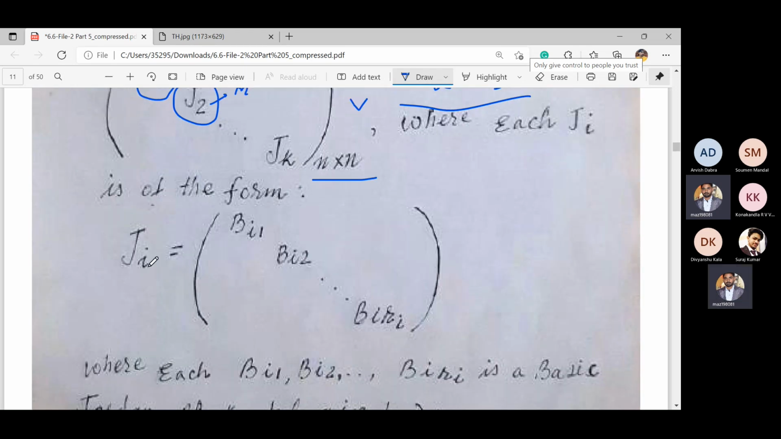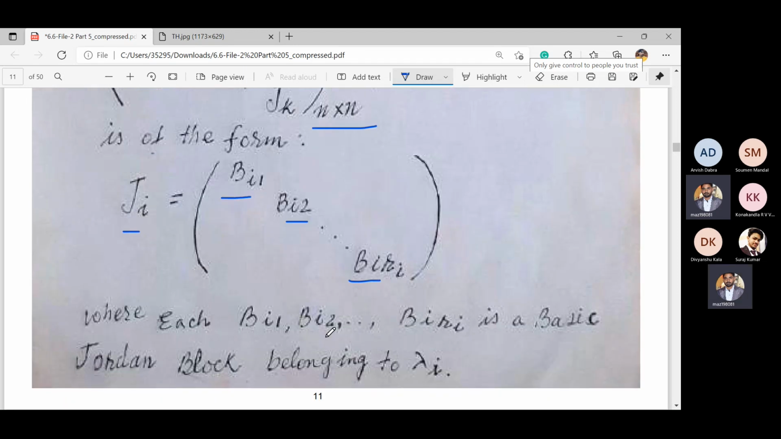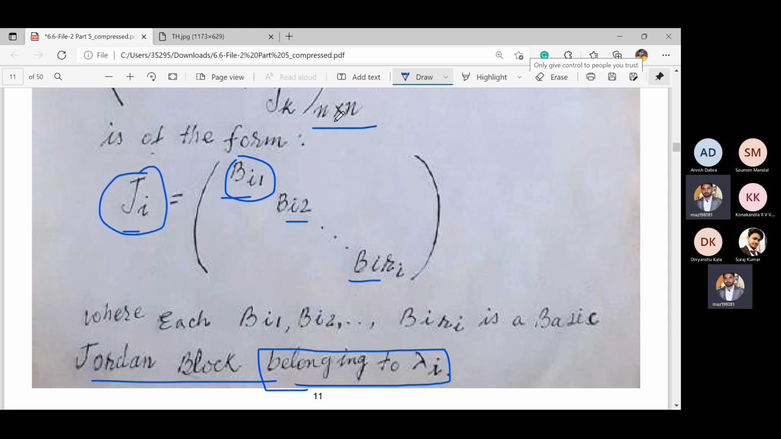Okay, J is of the form where Ji is this one, basic Jordan blocks with i1, i2, ..., ir, where each Bi1, Bi2 and Biri is a basic Jordan block belonging to lambda i. Means Ji is this and this one is a basic Jordan block for lambda 1 and Ji is the matrix which is means a collection, or you can say in some manner it has basic Jordan blocks for lambda i.